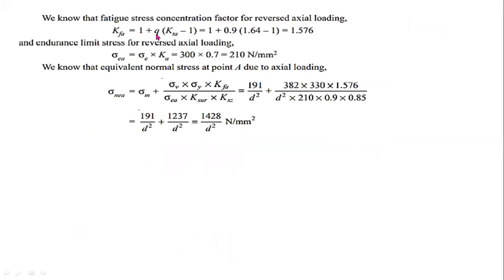Now the notch sensitivity factor q equals 0.9 is given. Already we know the formula for the fatigue stress concentration factor: Kf equals 1 plus notch sensitivity into theoretical stress concentration factor minus 1. From the given data, already we know the value of the theoretical stress concentration factor Kt. By using this equation, we have to find the value of Kf, so Kf equals 1 plus q times (Kta minus 1).